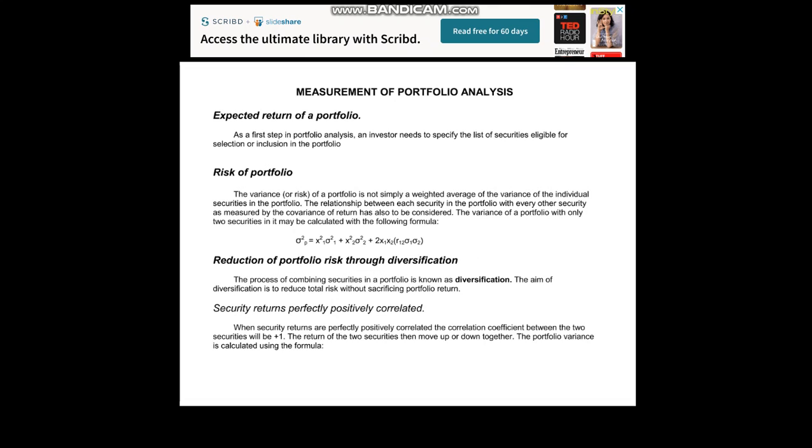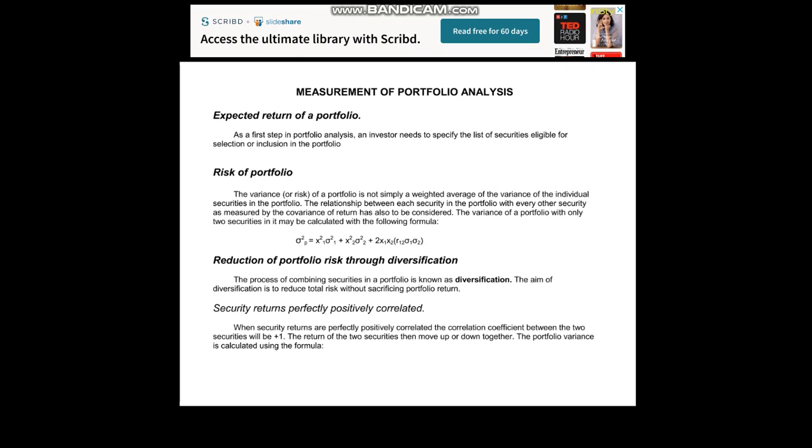Measurement of portfolio analysis. Expected return of a portfolio. As a first step in portfolio analysis, an investor needs to specify the list of securities eligible for selection or inclusion in the portfolio. Risk of portfolio. The variance or risk of a portfolio is not simply a weighted average of the variance of the individual securities in the portfolio. The relationship between each security in the portfolio with every other security as measured by the covariance of return has also to be considered.